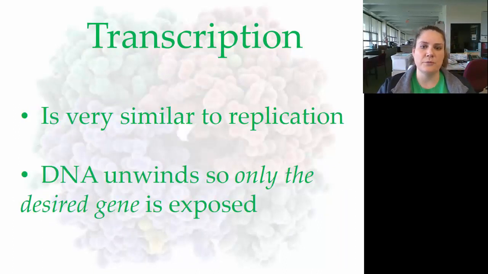Transcription is really similar to replication. What we're going to have happen here is the DNA is going to unwind so that only the gene we want is exposed. So basically a signal has come into the nucleus and said, hey, we need more of this protein. Okay, so maybe we need more hemoglobin. And so the DNA is going to unwind at the hemoglobin location.